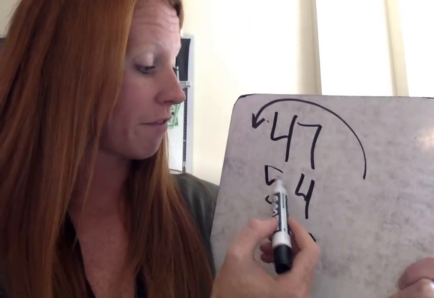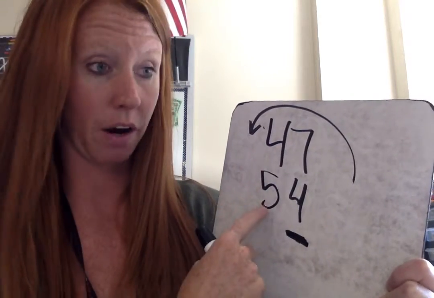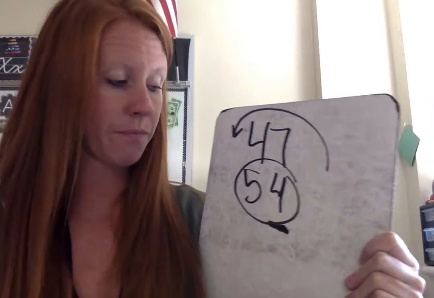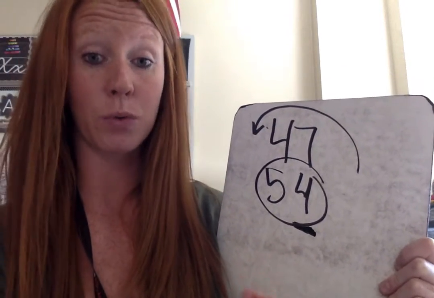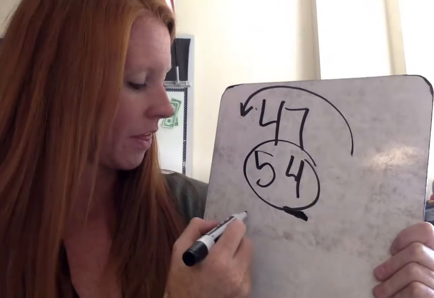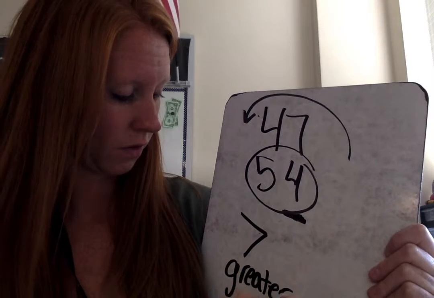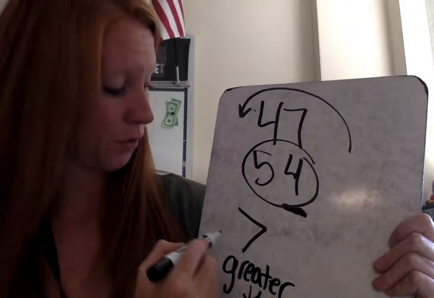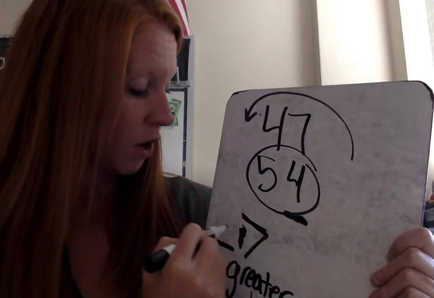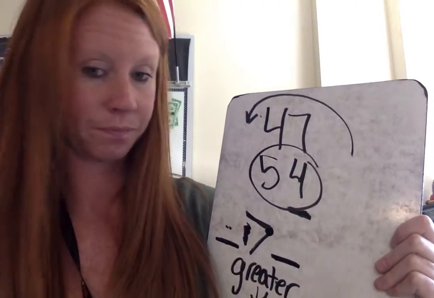So I look, 4 and 5. Well, which one is bigger? Is 4 bigger or 5 bigger? 5 is bigger. So 54 is bigger than 47, okay? Now comes in, how do we compare them? We use signs, okay? This sign means greater than. Okay, the greater number is going to be over here with the bigger opening. Bigger opening, greater number. The smaller number would come over here by the small opening.